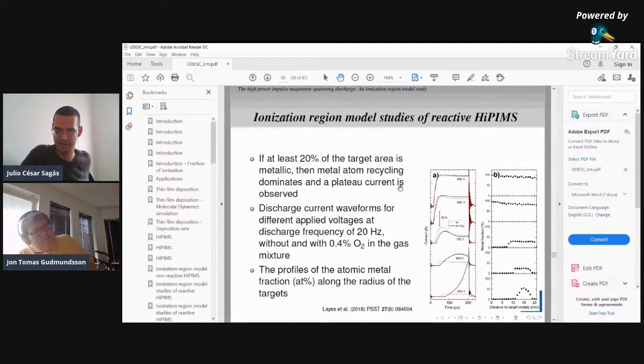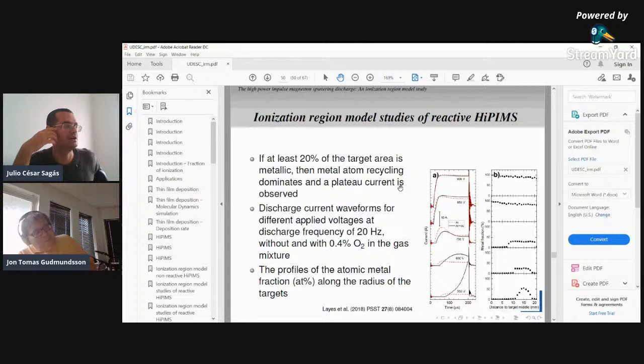Another question. When you model the reactive discharge, you can see the temporal evolution of atomic oxygen and other species that are not so easy to measure experimentally. Do you have, or is some group trying to measure this kind of species like atomic oxygen during a discharge?